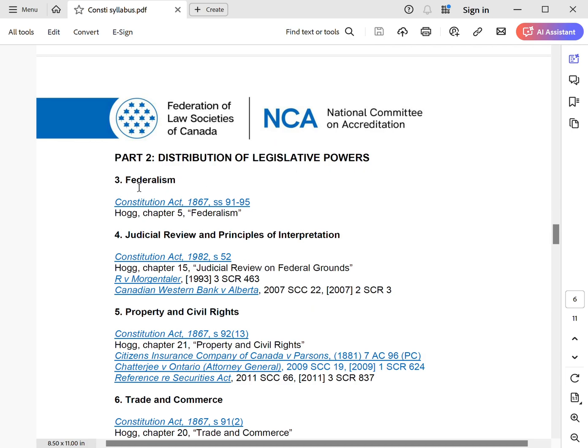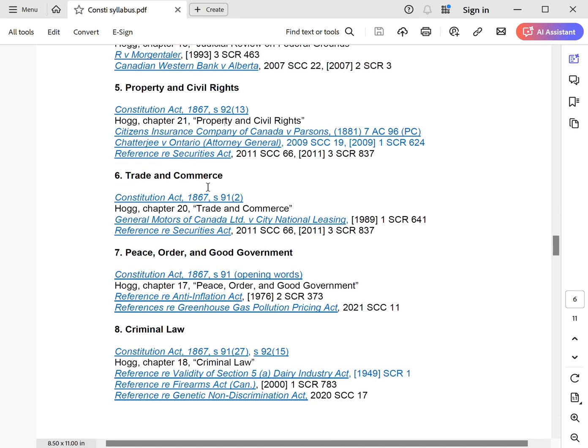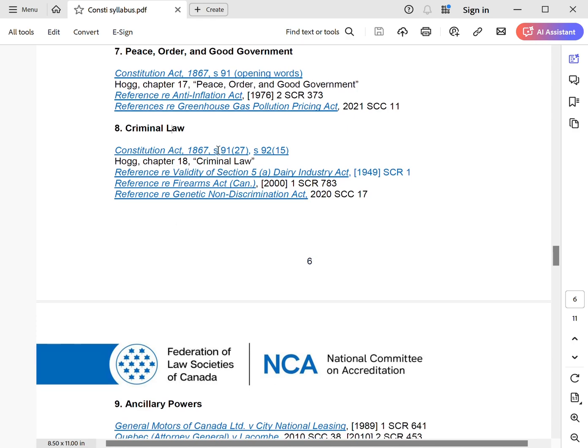Legislative power is divided basically between two things: the first is federalism, and the second is judicial review and principle of interpretation. In the first part, federalism has mainly two sections, section 91 and section 92. Section 91 deals with the federal power, and section 92 deals with the provincial power. There are subtopics given: property and civil rights, mentioned in section 92(13); trade and commerce, mentioned in 91(2); peace, order and good governance, mentioned in section 91; and criminal law, mentioned in section 91(27) and 92(15) of the constitution.